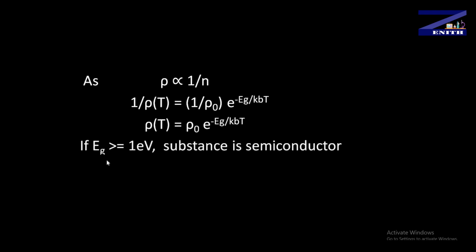Now, if Eg, or the energy gap between conduction band and the valence band, is greater than or equal to 1 electron volt, then the substance is a semiconductor, and if Eg is less than 1 electron volt, then the substance is an insulator. So by comparing Eg, we can easily identify whether the substance is a semiconductor or an insulator.